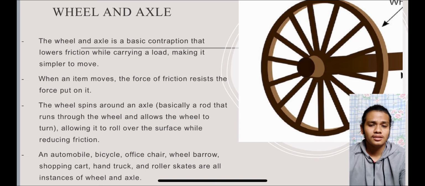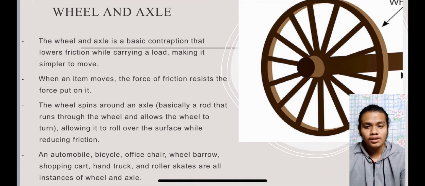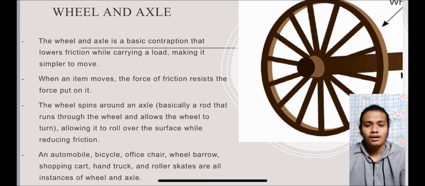The wheel spins around an axle, basically a rod that runs through the wheel and allows the wheel to turn, allowing it to roll over the surface while reducing friction. Consider pushing a 9,000 kg, nearly 10-ton chunk of stone. It is simpler to roll it along with logs placed beneath the stone. An automobile, bicycle, office chair, wheelbarrow, shopping cart, hand truck, and roller skate are all instances of wheel and axle.